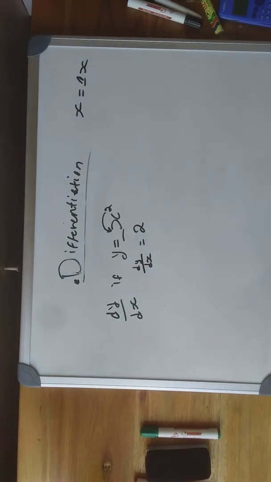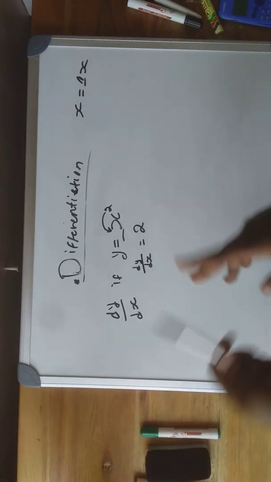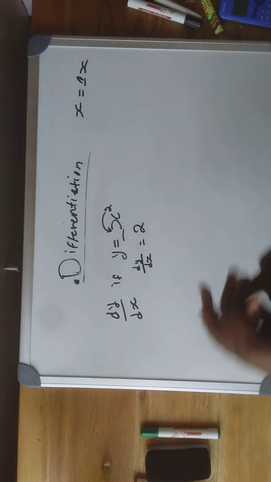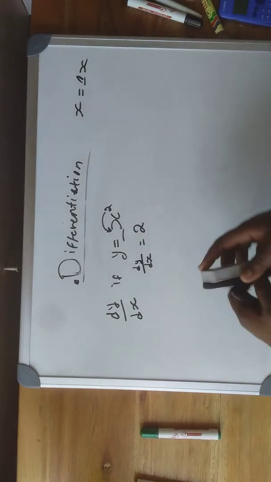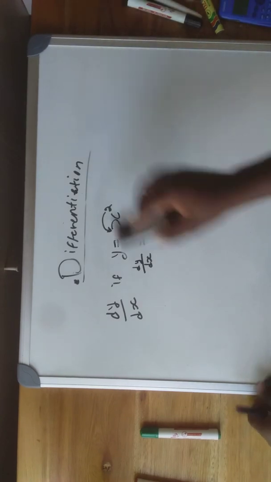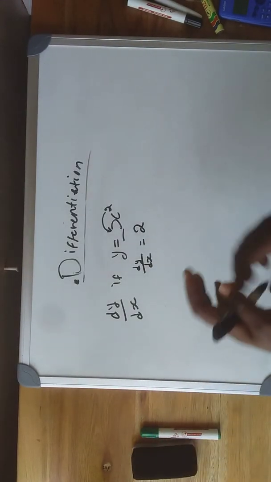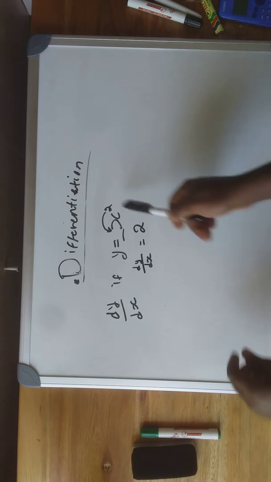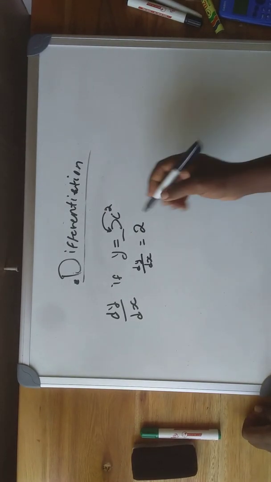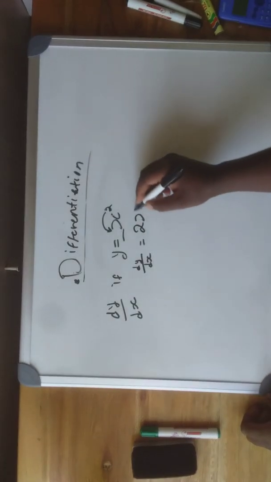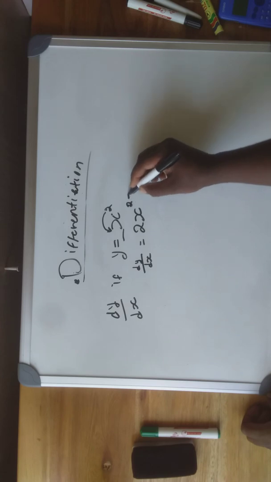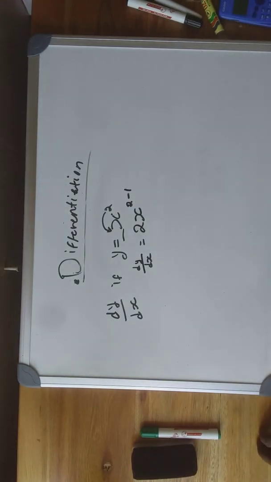You have x. You can't just say 1x, no, it's just x. So normally it's that. You're taking the exponent and multiplying by the base, which is 1, then you're going to get 2 because this exponent is 2. Then you're going to get 2x. Then you take the exponent and subtract 1.